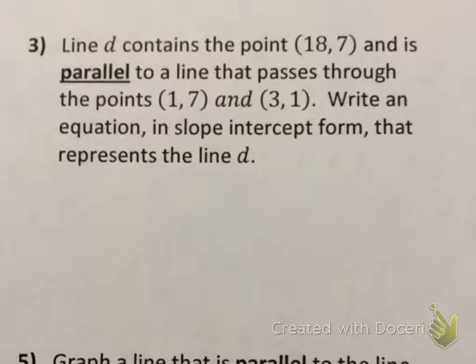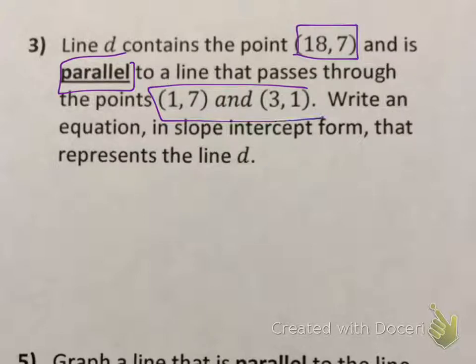Line D contains the point 18,7 and is parallel to a line that passes through this point. Write an equation in slope-intercept form, which is my preferred way to do it, that represents line D. Okay, so we know we have to go through this point and we have to get our slope from these 2 points.